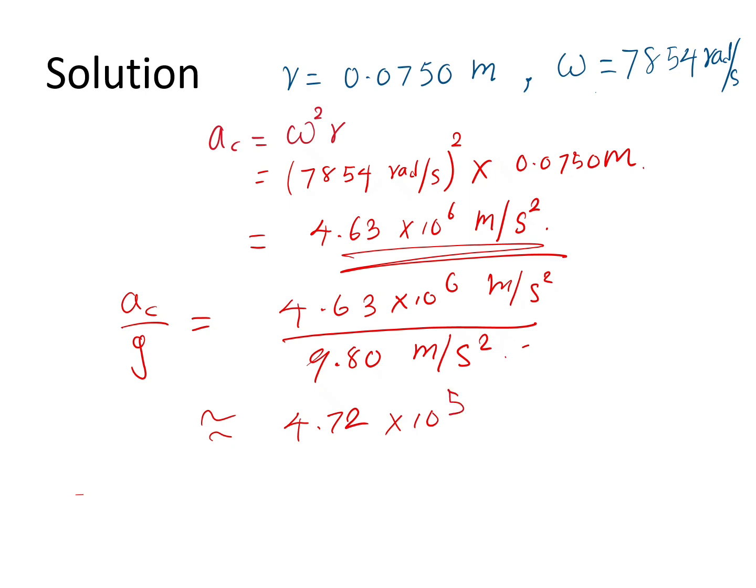So the centripetal acceleration is approximately 4.63 times 10 to the power 6 meters per second squared, which is about 4.7 times 10 to the power 5 times the acceleration due to gravity. That large ratio is exactly why centrifuges are useful. They can create extremely large inward acceleration by spinning objects at high angular speed. Next, we will use the force form of the same idea for a car moving around a curve.